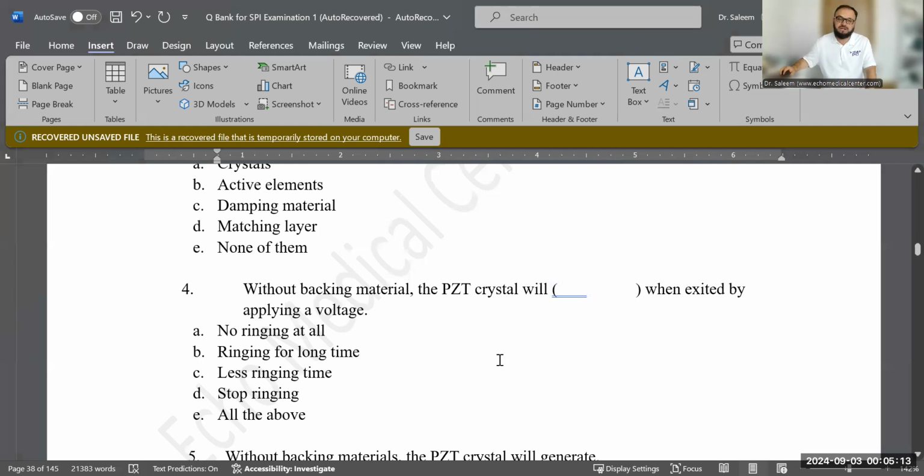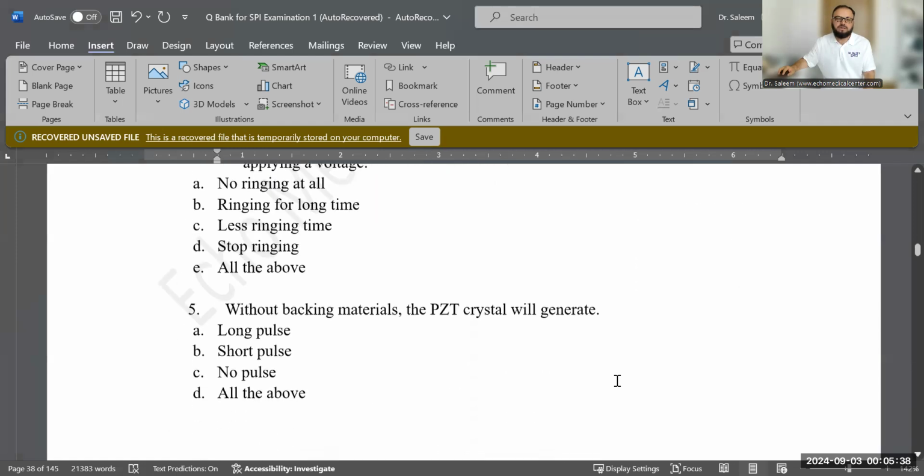Exactly, A is the correct answer. So, I'm so sorry, I was just kidding, guys. Ringing for a long time. B is the correct answer. If there is no backing material, the crystal will be continuously vibrating, making noise continuously without a break, actually. So B is the correct answer. Absolutely correct. Okay, next question.